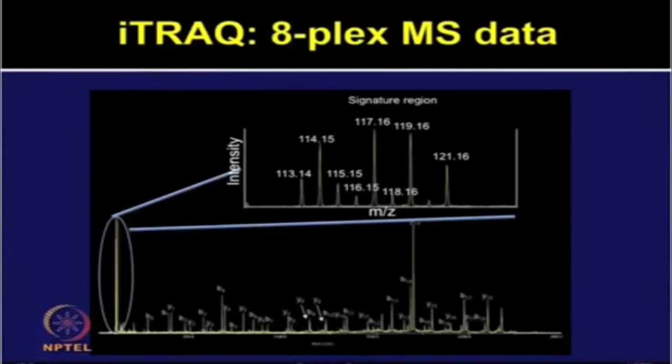Now, we will have a look at the 8-plex MS data. So, in the MS-MS spectrum, here we are showing the reporter region signature of an 8-plex iTRAQ reagent showing 113.14, 114.15, 115.15, 116.15, 117.16, 118.16, 119.16 and 121.16 reporter ions.